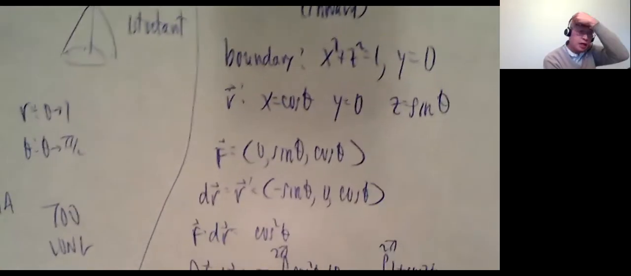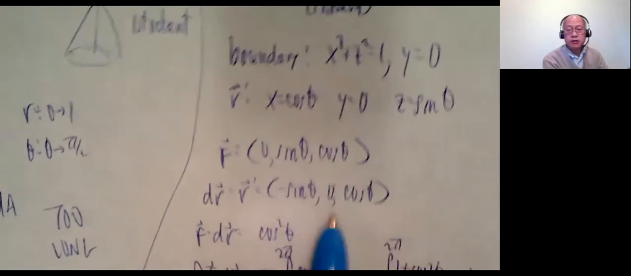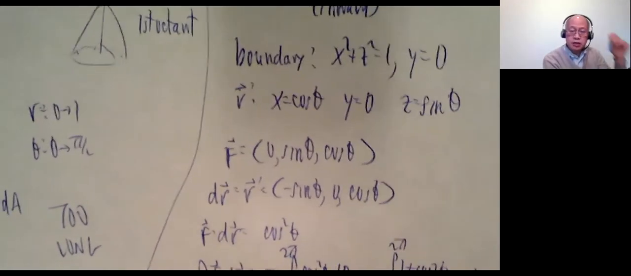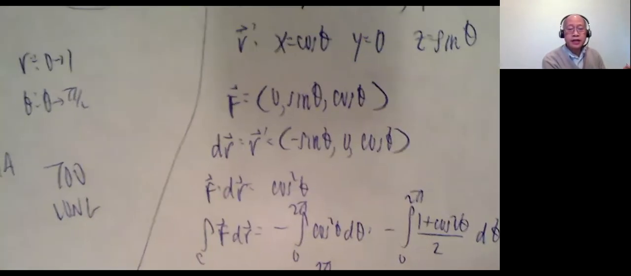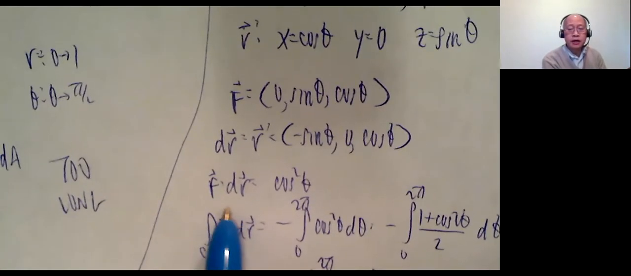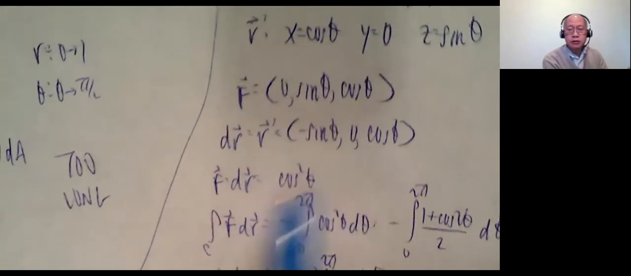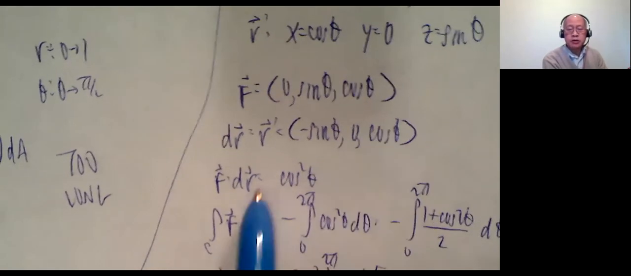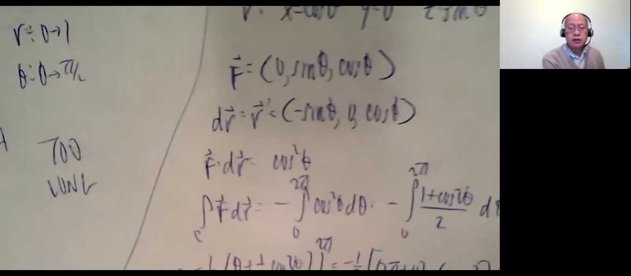dr is the same as r prime, so I differentiate these. The derivative of cosine theta is negative sine theta, the derivative of 0 is 0, and the derivative of sine theta is cosine theta. Then I take the dot product of F and dr. 0 times anything is 0, sine theta times 0 is 0, and cosine theta times cosine theta is cosine squared theta. So I'm integrating cosine squared theta, and that should do it.